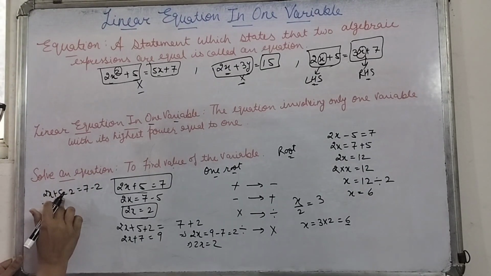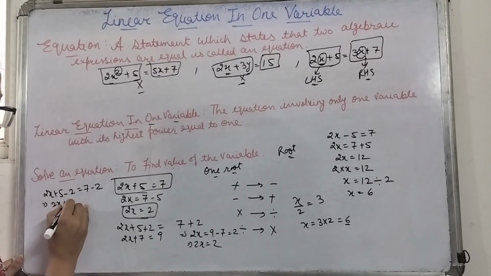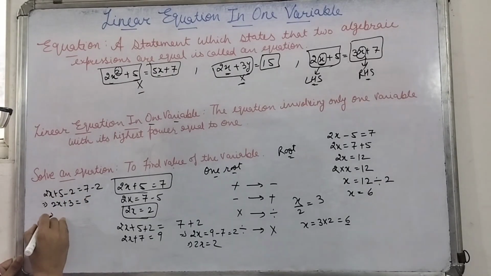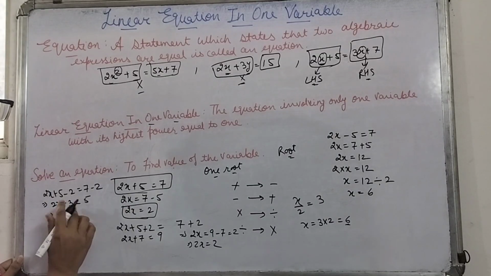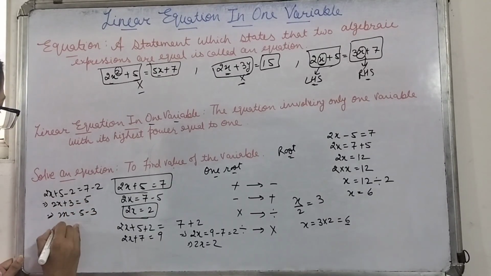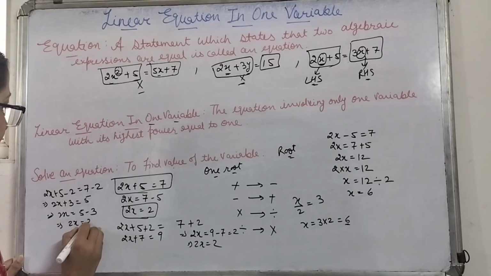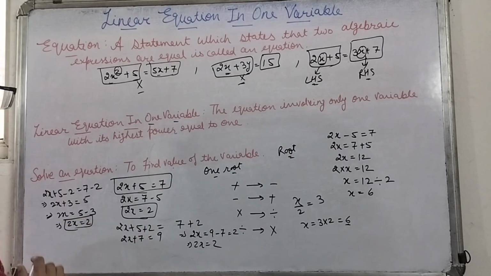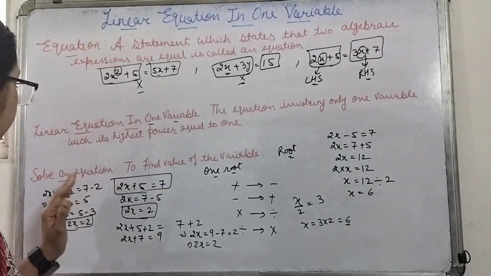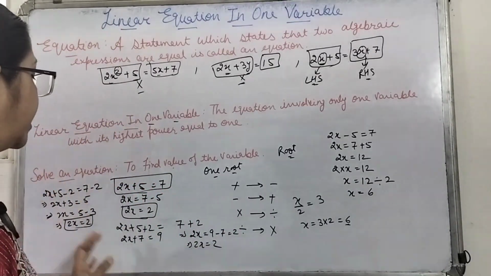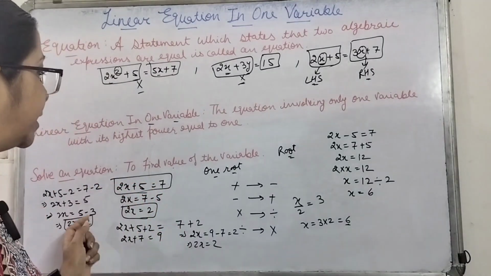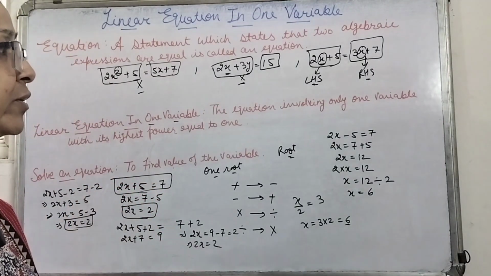That means 2x plus 5 minus 2 will be 2x plus 3, and 7 minus 2 will be 5. We say 2x is equivalent to 5, and this plus 3 will transpose to the RHS, so it becomes minus 3, so 2x is equivalent to 2. The same equation we have. So if we subtract the same number in the LHS and RHS, then also our equation remains unaltered. Similarly, it is true for multiplication also and for division also.